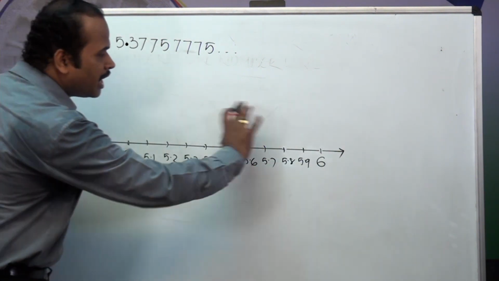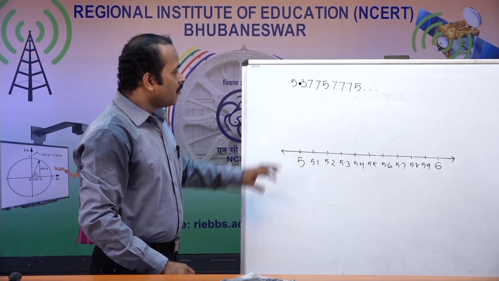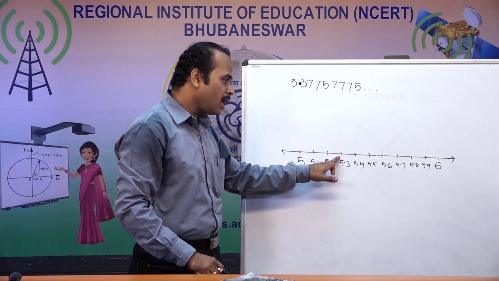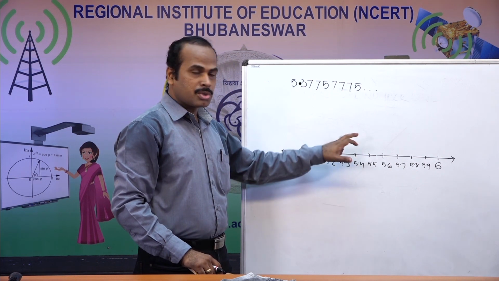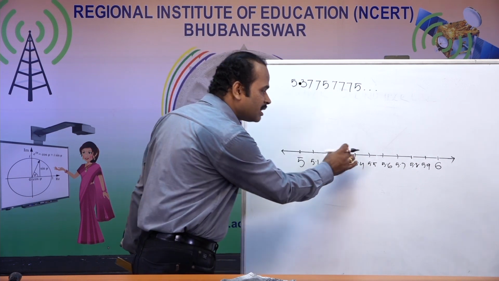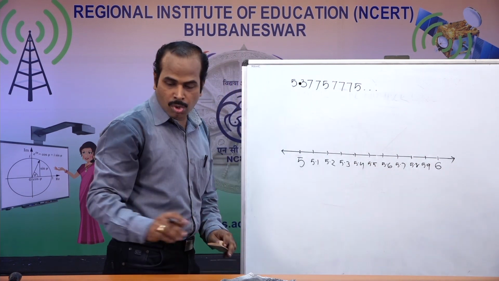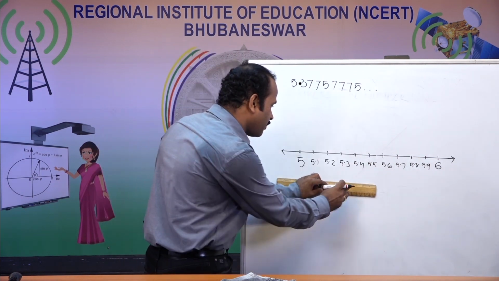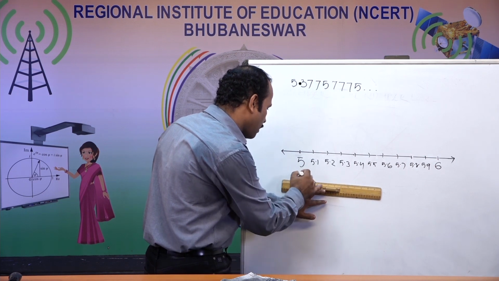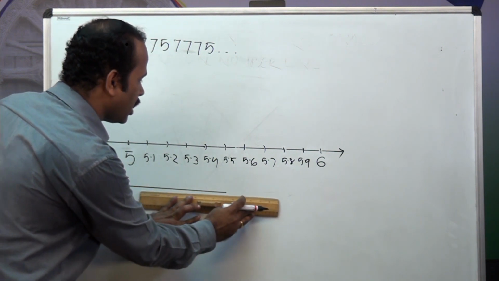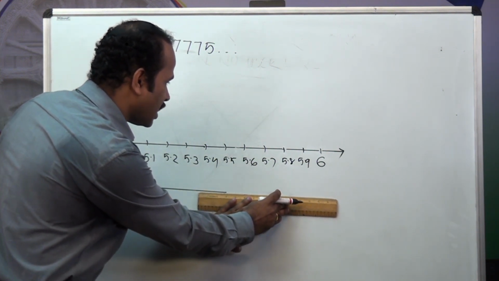Now from these 10 equal parts, 5.37 lies within 5.3 and 5.4. So in that case, again I have to divide this 5.3 and 5.4 part into 10 equal parts. Through this successive magnification of the number line, I will draw another line to represent this 5.3 to 5.4 part extended.